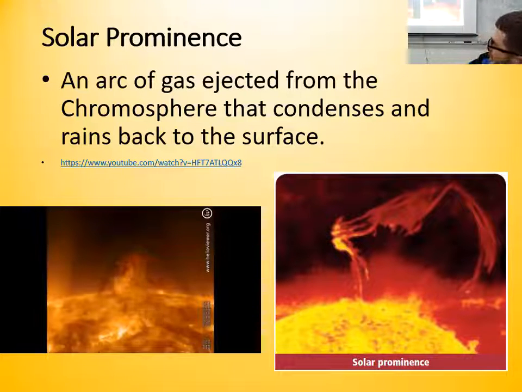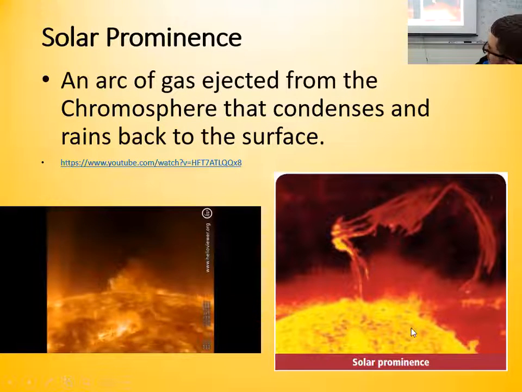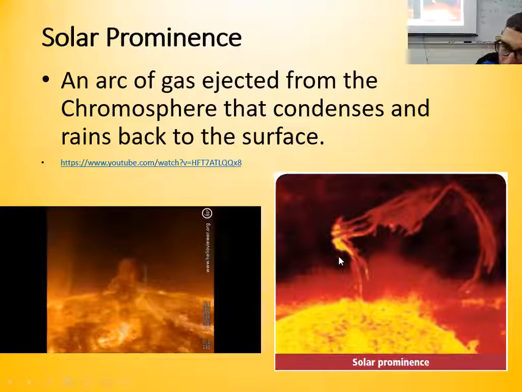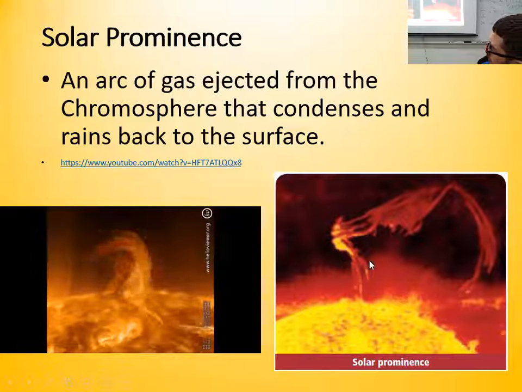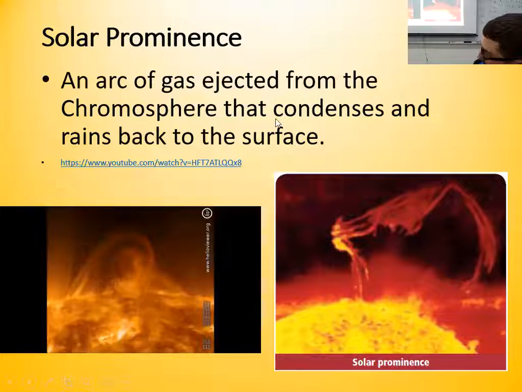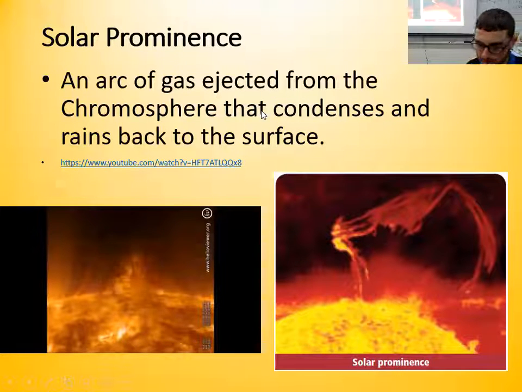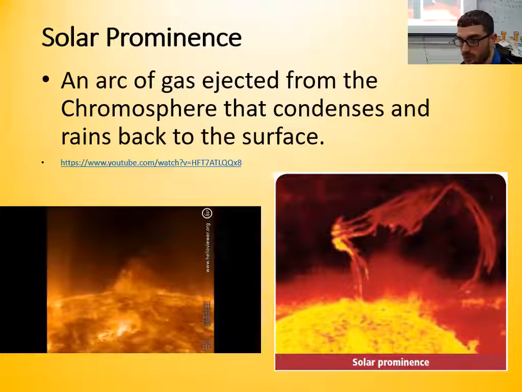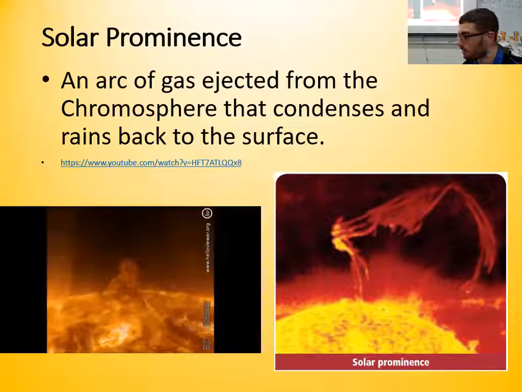So we can see that kind of here in the GIF on the bottom left. An arc of gas and plasma goes up and back down, kind of like a ribbon or a bow, right? It's ejected from the chromosphere, condenses, and rains back to the surface. I'll give you guys a moment there, take a picture of that. I got a little 5-second video clip that shows you a really good high definition example of one of these.